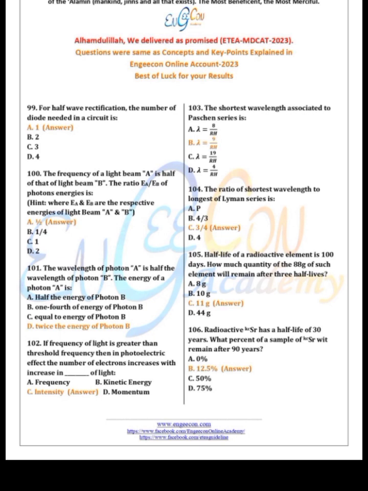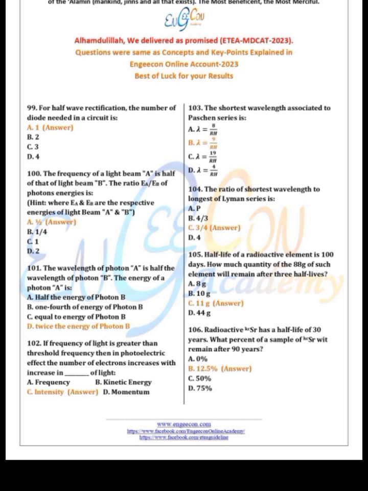100. The frequency of light beam A is half of that of light beam B. The ratio of EA to EB of photon energies is what? Correct option is 1 by 2, means half.